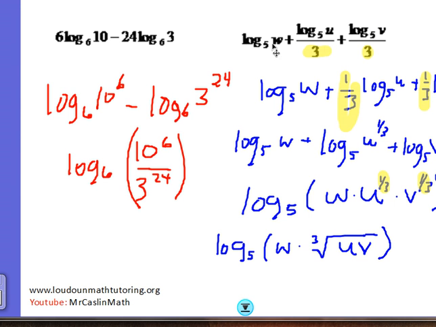So again, we've taken 2 logarithms, we've condensed them into one log. This is going to help us out a lot when we go to solve equations with logarithms in them.